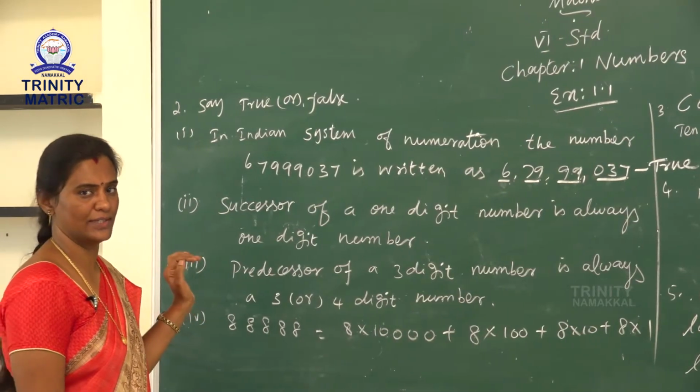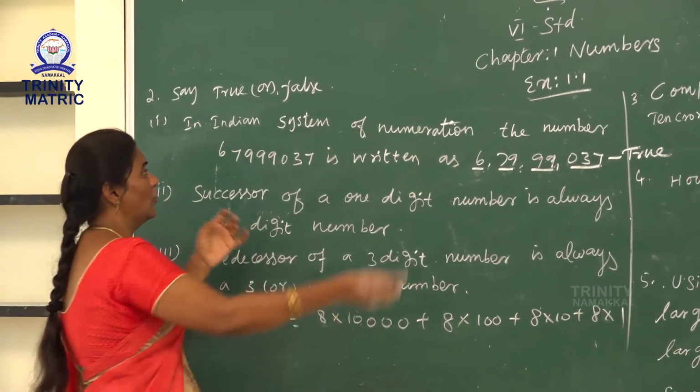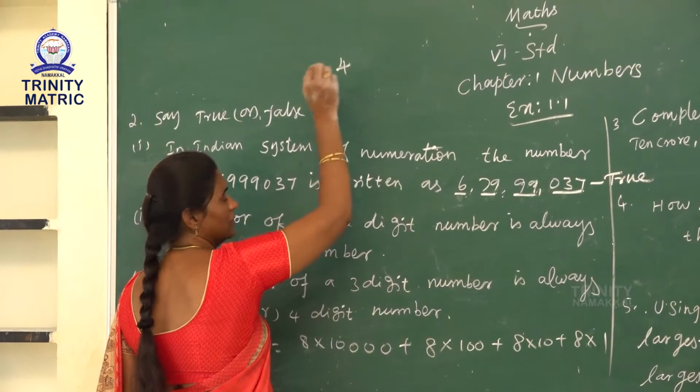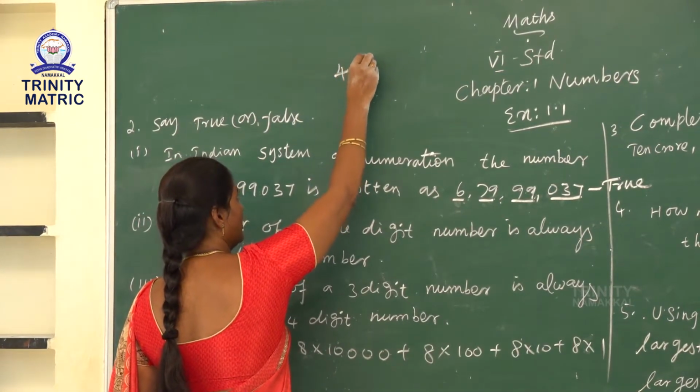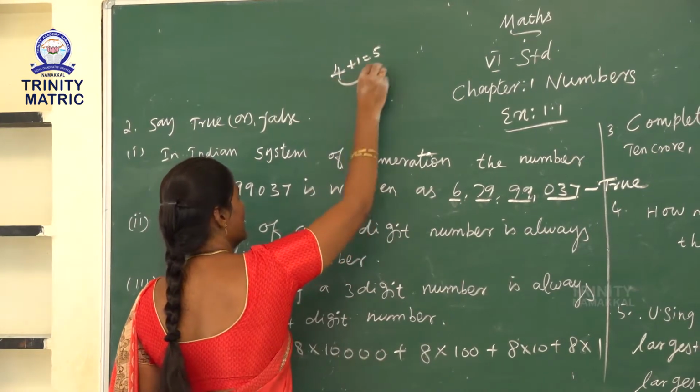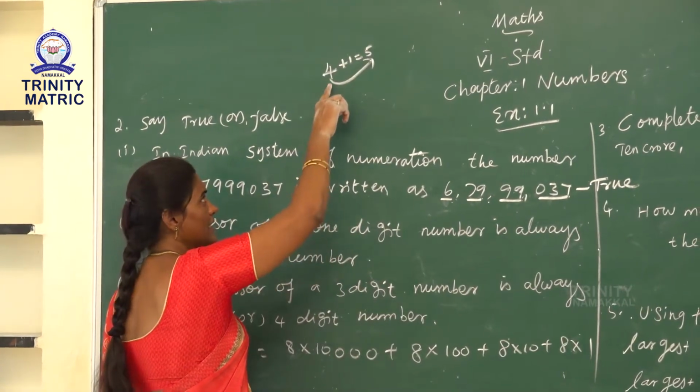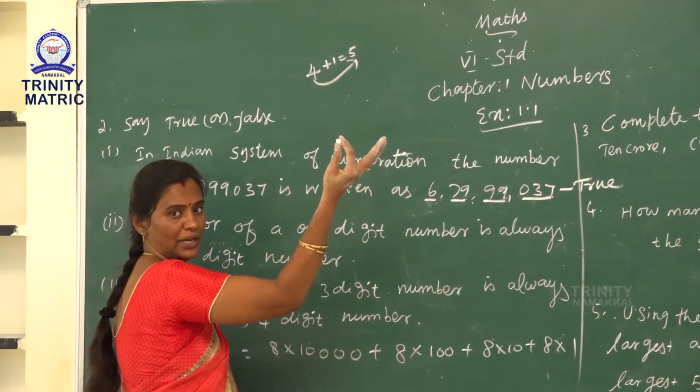Next, successor of a 1-digit number is always 1-digit number. Is it true or false? See here, what is the successor of 4? We add 1 to 4, we get the successor. So, successor of 4 is 5. So, for a 1-digit number, we have a 1-digit successor.